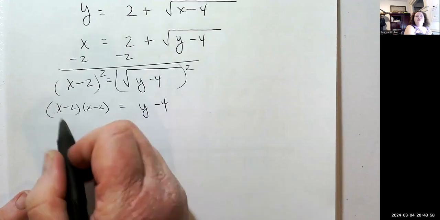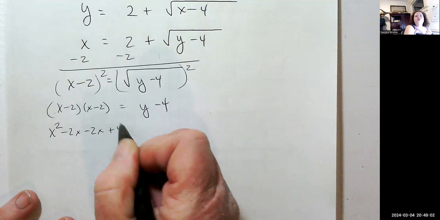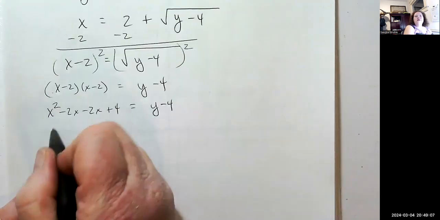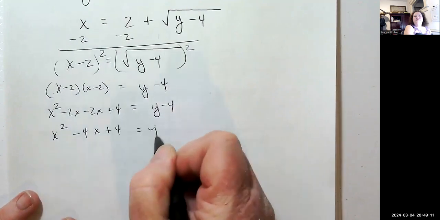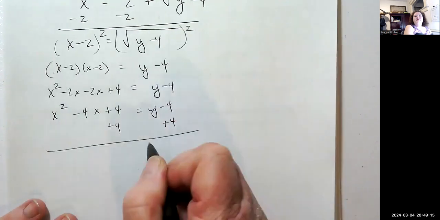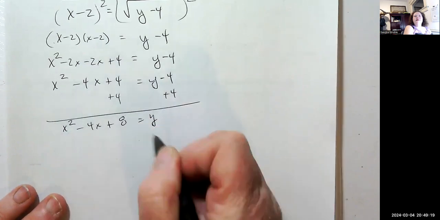We need to multiply these out. So x squared minus 2x plus 4. It's just using the FOIL. And clean this up. And then remove this 4. So x squared minus 4x plus 8.